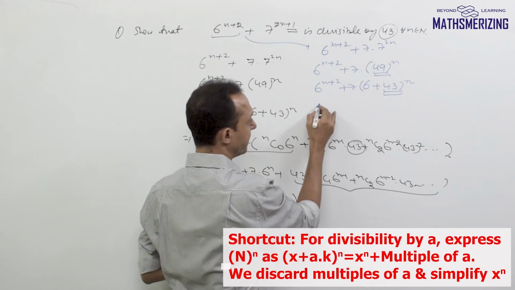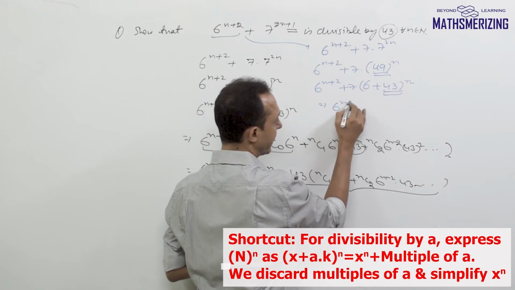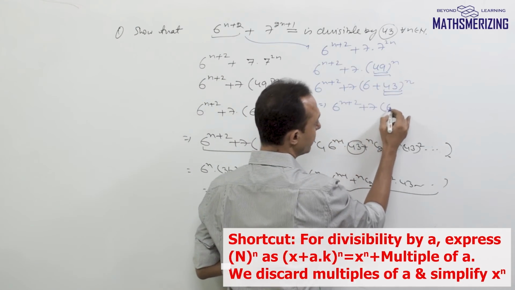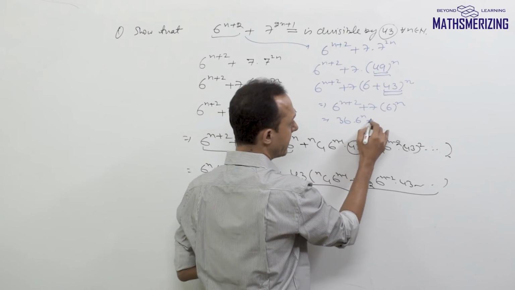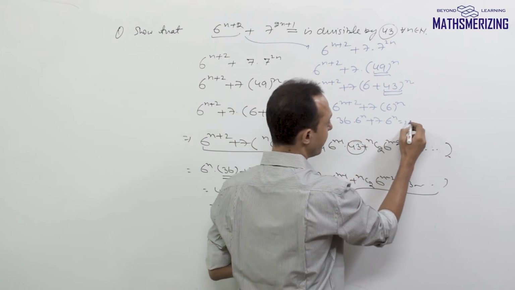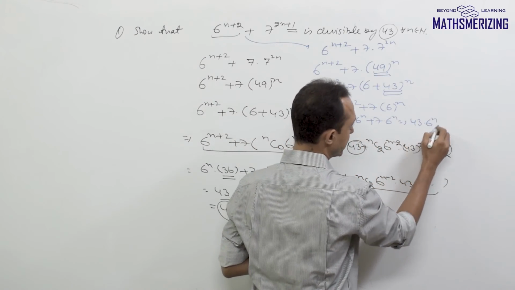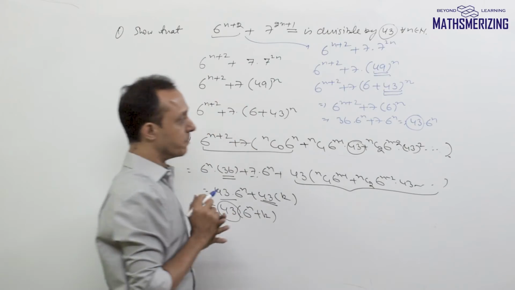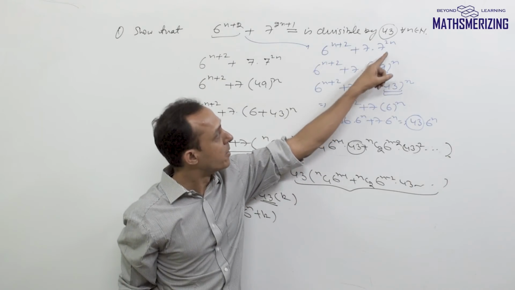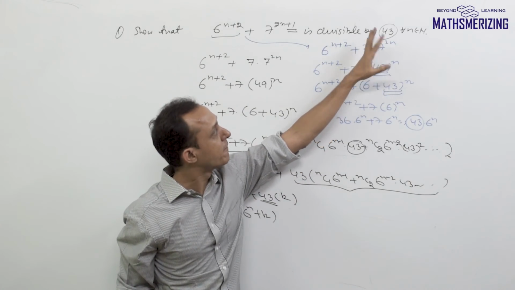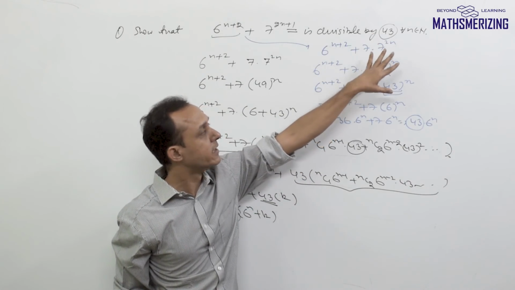Then all I'm left with is 6 to the power n plus 2 plus 7 into 6 to the power n. So this will be 36 into 6 to the power n plus 7 into 6 to the power n, which again will be 43 into 6 to the power n, which again is divisible by 43. So one of the shortcuts is you have to express that number or binomial factor in terms of the number in which we want to discuss its divisibility.